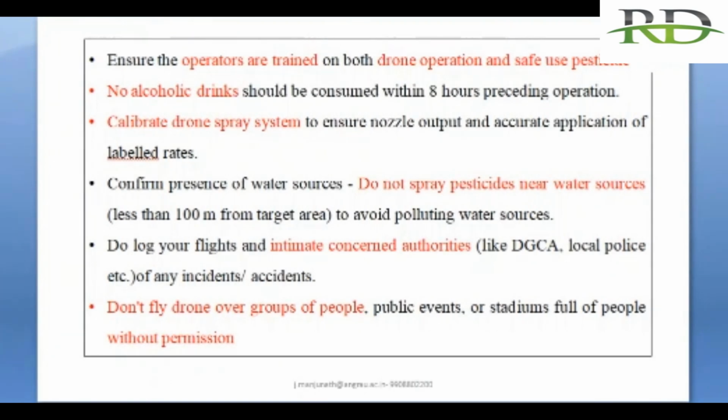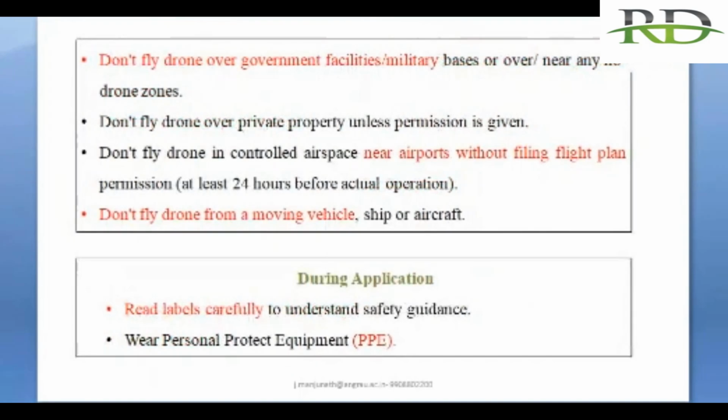Next. When we want to spray, we use completely labeled chemicals. We have already tested 1100 pesticides and fungicides for spraying purposes. And as I told you earlier, near an airport we cannot spray, and on a moving vehicle we cannot spray. Some government facilities or military bases we cannot spray. Some restrictions.